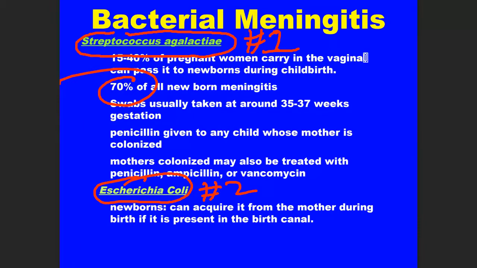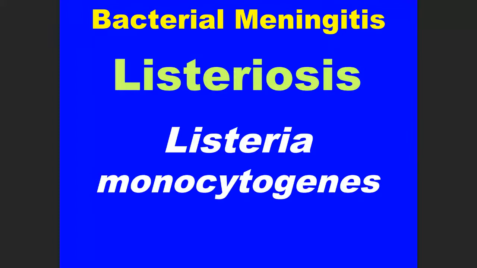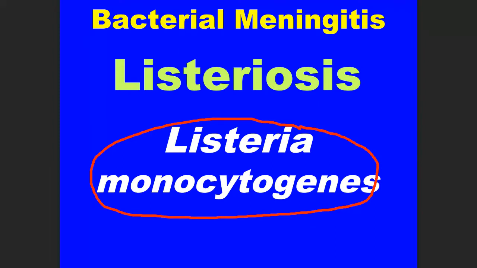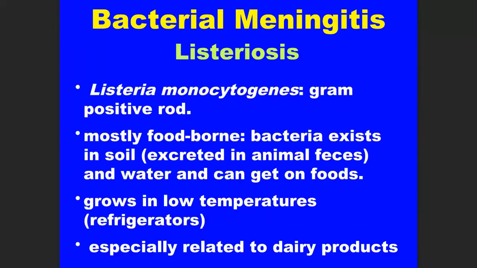Okay, so those 2. Now, there is another bacteria that can be, and I say can be, a very rare cause of bacterial meningitis, and the name of that bacteria is Listeria monocytogenes. It typically causes a disease called listeriosis. Listeria monocytogenes is a gram-positive rod-shaped bacterium, so it's a bacillus. The way that it's usually transmitted is from contaminated food, so it's technically a foodborne disease.